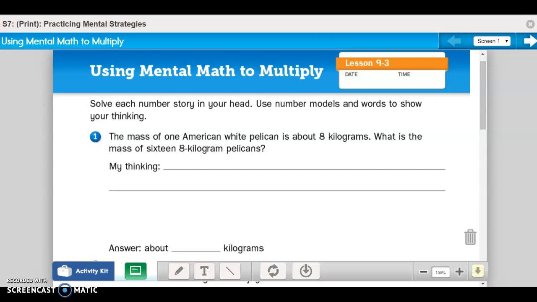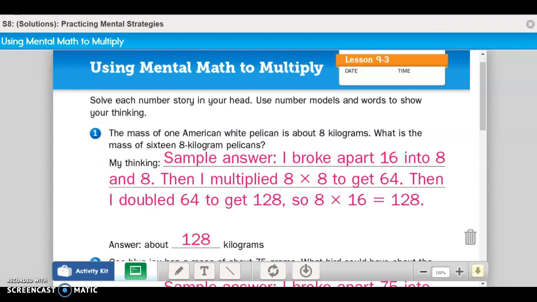We could break it apart into 10 and 6. We could break it apart into 8 and 8. And that's what I'm going to do. I broke apart 16 into 8 and 8. Then I multiplied 8 times 8 to get 64. That's a basic fact that you should know. And then I doubled 64 to get 128. So 8 times 16 equals 128. And that's the answer we were looking for.